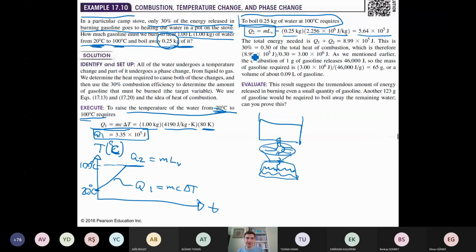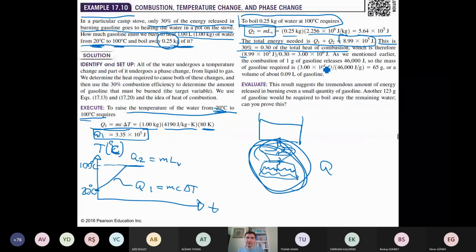Okay, then the total energy needed is Q1 plus Q2, 8.99 times 10 to the 5 joule. And this is 30% of the total heat of combustion. Here, this is the heat source. This heat is given by the camp stove. We use gasoline, but only 30% of the gasoline gives us energy to heat the water. Others are not used for heating.